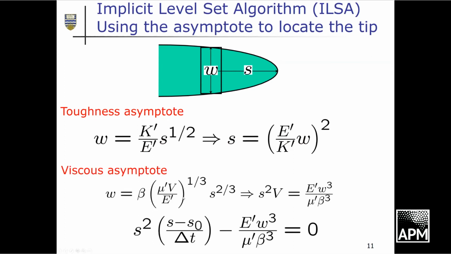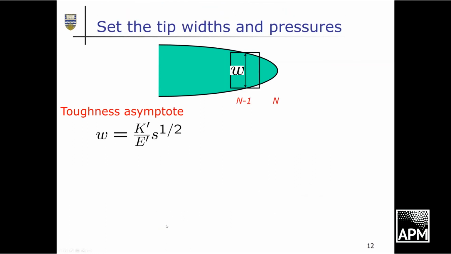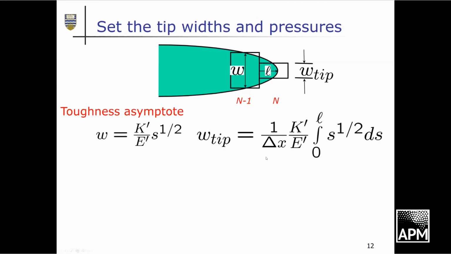Okay, in the viscous asymptote, the same thing, you can invert this relation. Now you think, oh, well, we're fooling ourselves because we need the velocity, but basically you can plug in this finite difference approximation for the velocity and you get a little cubic. So given W, you can find what S is. So that's essentially what's going on. So you set the tip widths. If you knew what W was, you know where the tip is.